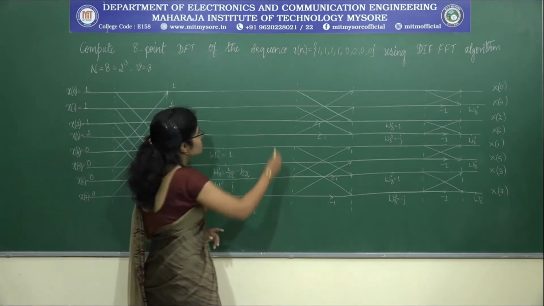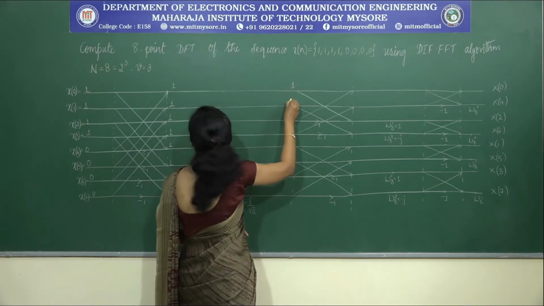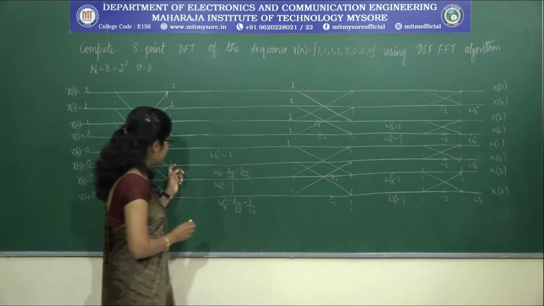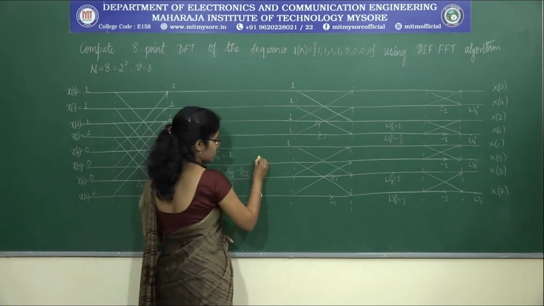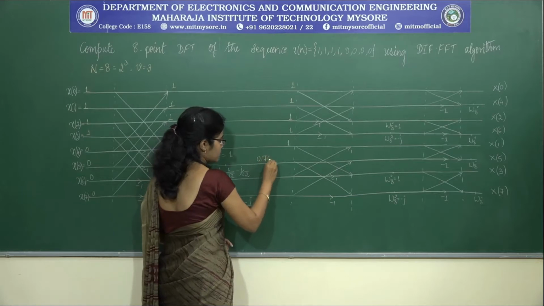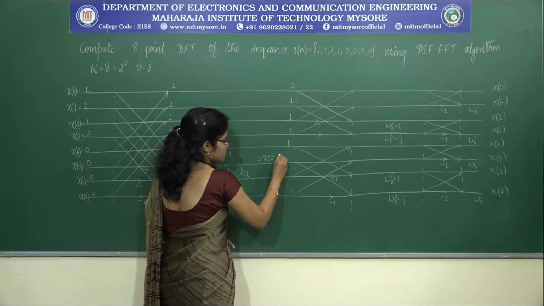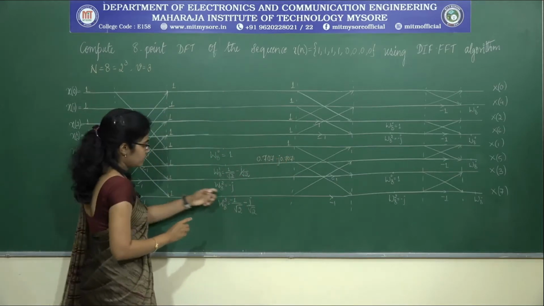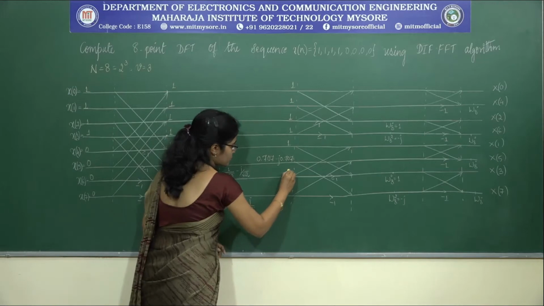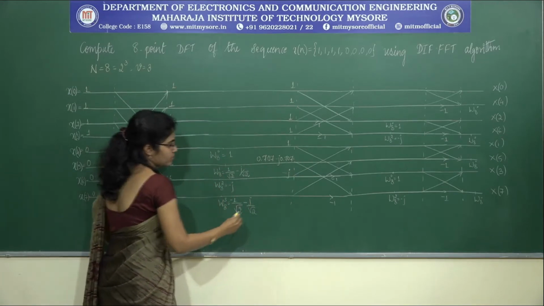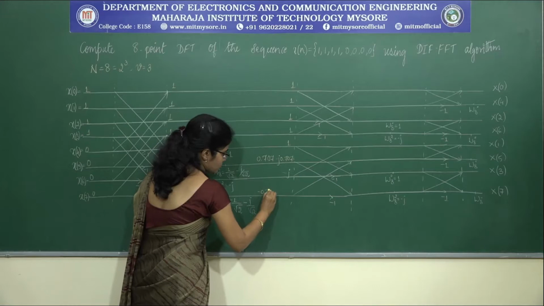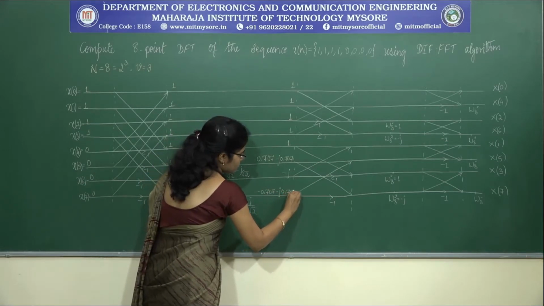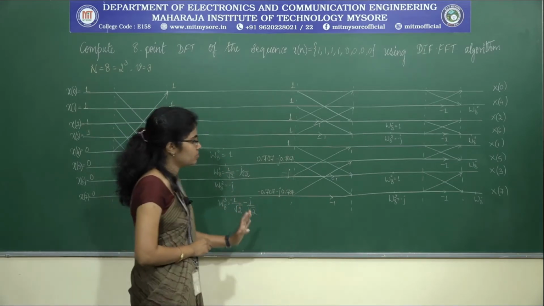If I write the input to the second stage, it is 1, 1, 1, 1, 1. Multiplying these two gives us the same value. So it is nothing but 0.707 minus j 0.707. Again multiplying 1 with minus j gives us minus j. And again this multiplied with 1 gives us minus 0.707 minus j 0.707. Okay. So we are ready with the input of the second stage.